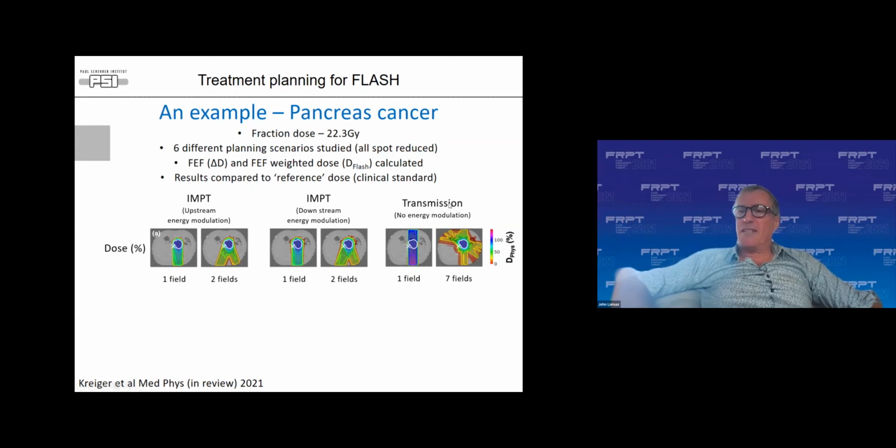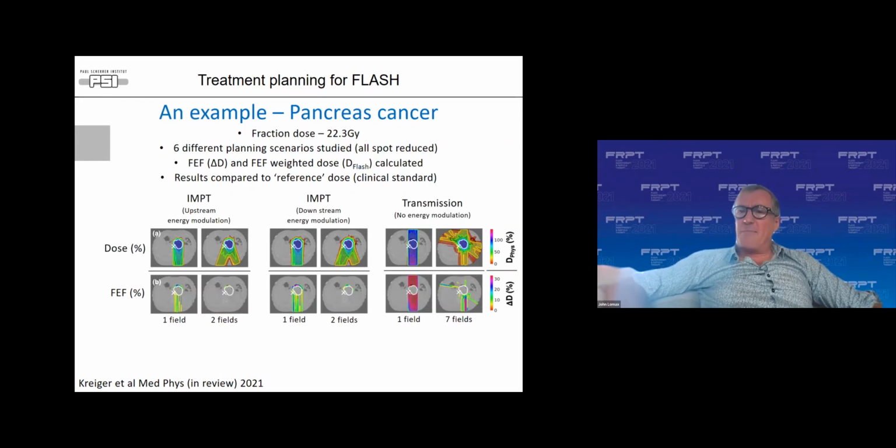Then we also looked at this concept of transmission, using the highest energy to shoot right through, to really utilize the highest beam intensities from our proton accelerator. And again, we looked at a single field, just shooting straight through, and then 7-field transmission plans. So these are all the physical doses for those different plans.